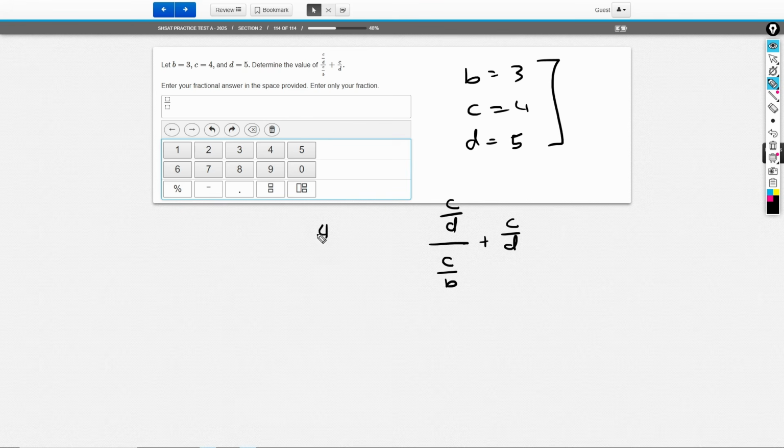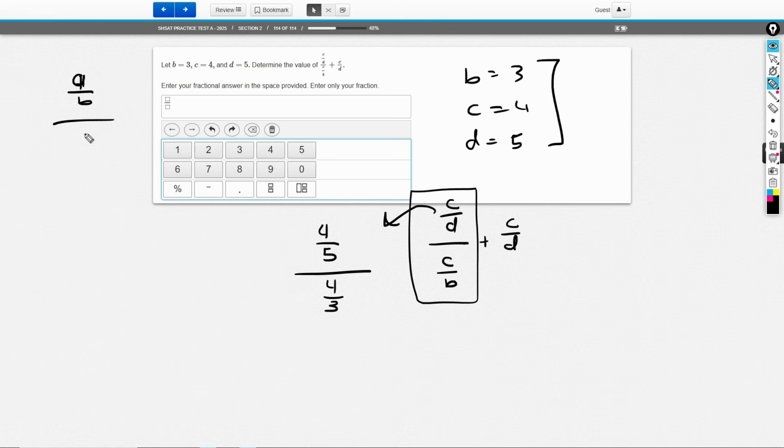So C is 4, D is 5, so this turns into 4/5 divided by C, which is 4, and B, which is 3. Okay, so all we did here was look at this and plug in values. Now remember, whenever you have two fractions like a over b divided by c over d, that's the same thing as a over b, division symbol, c over d. Same thing. So how about we just take this bottom denominator and move it to the top and then write down the division symbol. So now instead of having this crazy double-decker fraction, we just have 4/5 divided by 4/3.